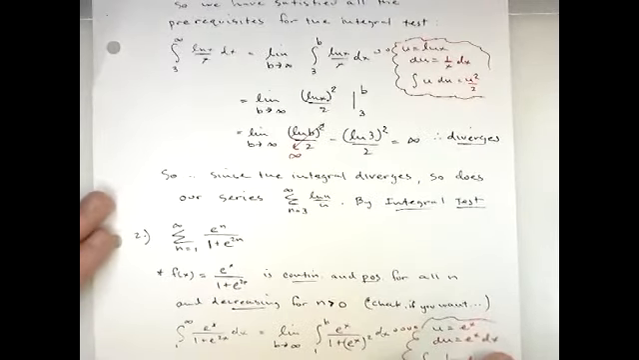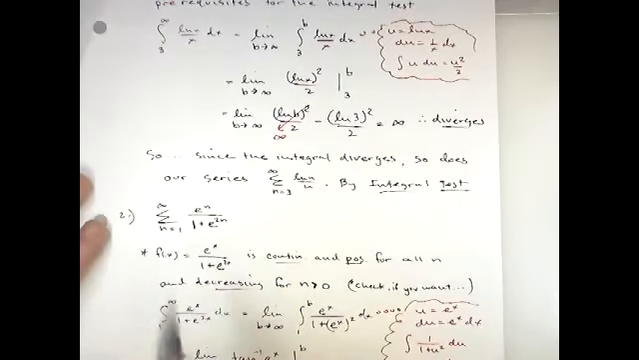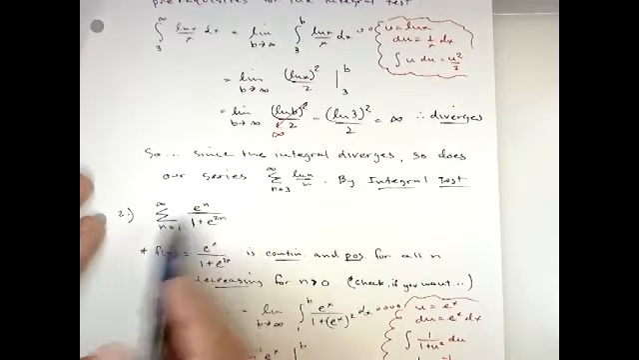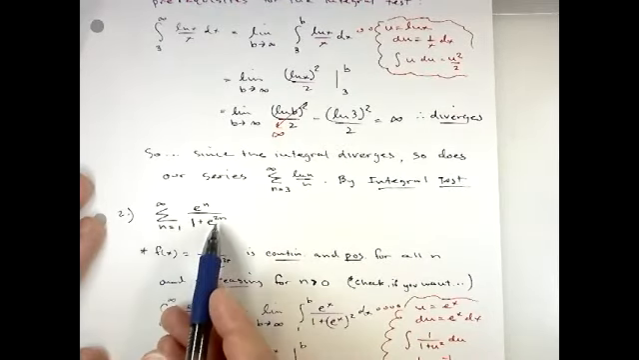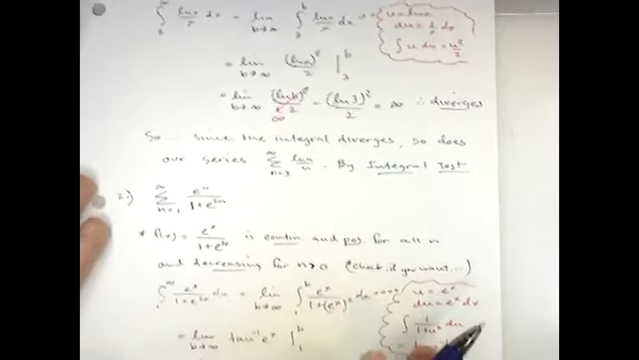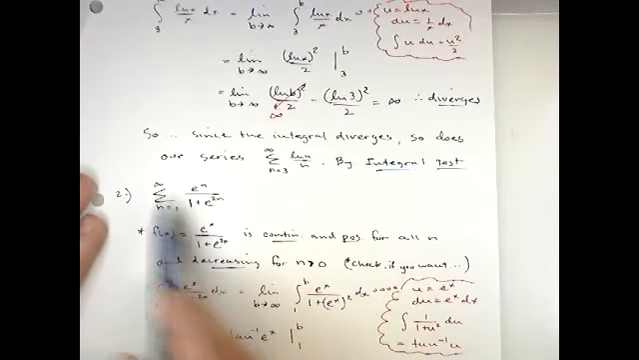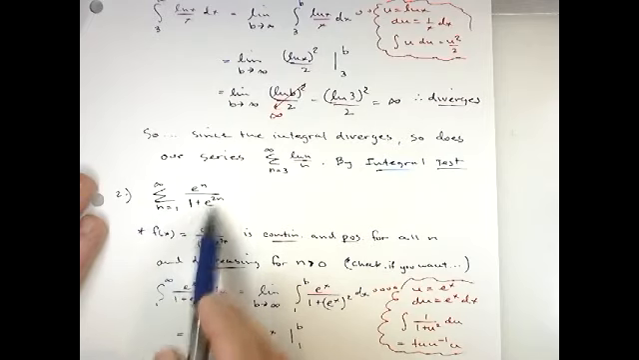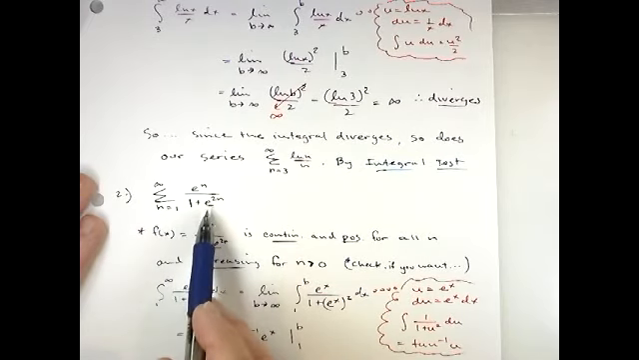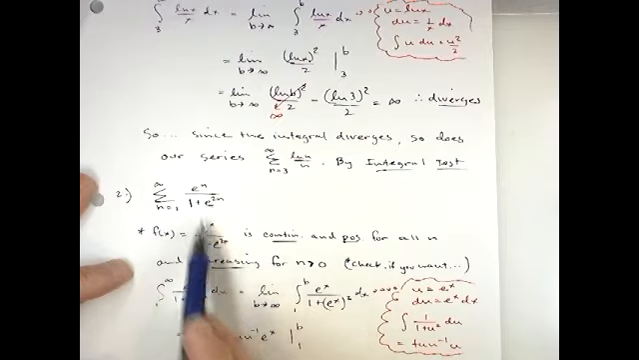Okay, let's look at another one. I got the summation series of e to the n over 1 plus e to the 2n. I could run through the nth term test, but you're going to have a bigger infinity on the bottom than you do on the top, so you're going to get 0. That's not going to help.